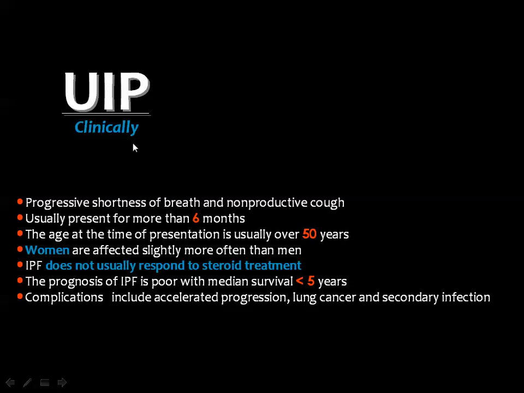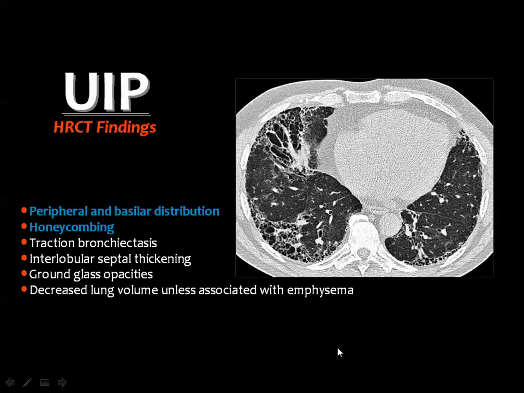The prognosis is poor with median survival less than 5 years. Complications of usual interstitial pneumonia include accelerated progression, lung cancer, and superimposed secondary infection. How can you diagnose usual interstitial pneumonia by high resolution CT? There are two major issues. Number one, extensive interstitial opacities throughout the lung, usually in the periphery and the lung bases, as well as honeycombing.